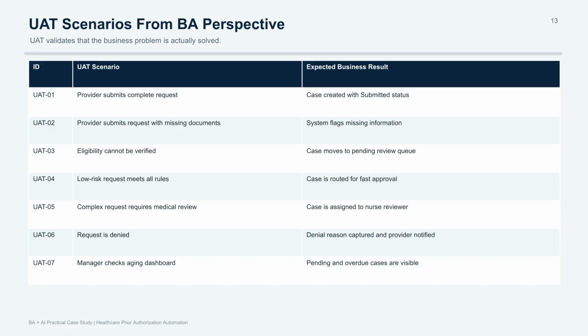UAT confirms whether the solution actually solves the original business problem. The BA creates scenarios, such as complete request submission, missing documents, inactive eligibility, auto-approval, nurse review routing, and dashboard review. Each scenario should connect back to the business need, not just the system feature.